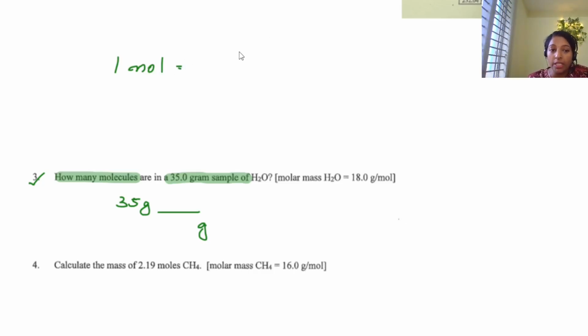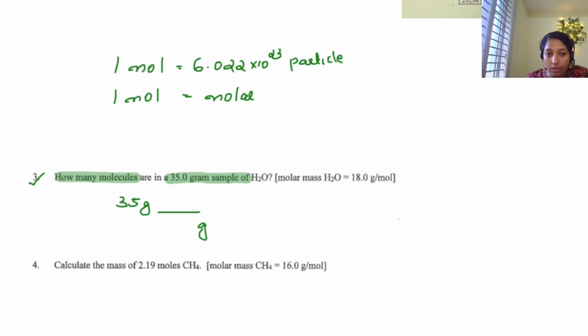Whenever you need the number of particles, you can connect with 6.022 times 10 to the power of 23 particles. Sometimes you need the mole and mass relationship. At that time, 1 mole is equal to the molar mass of that species. And one more relationship we will discuss when we study gases.